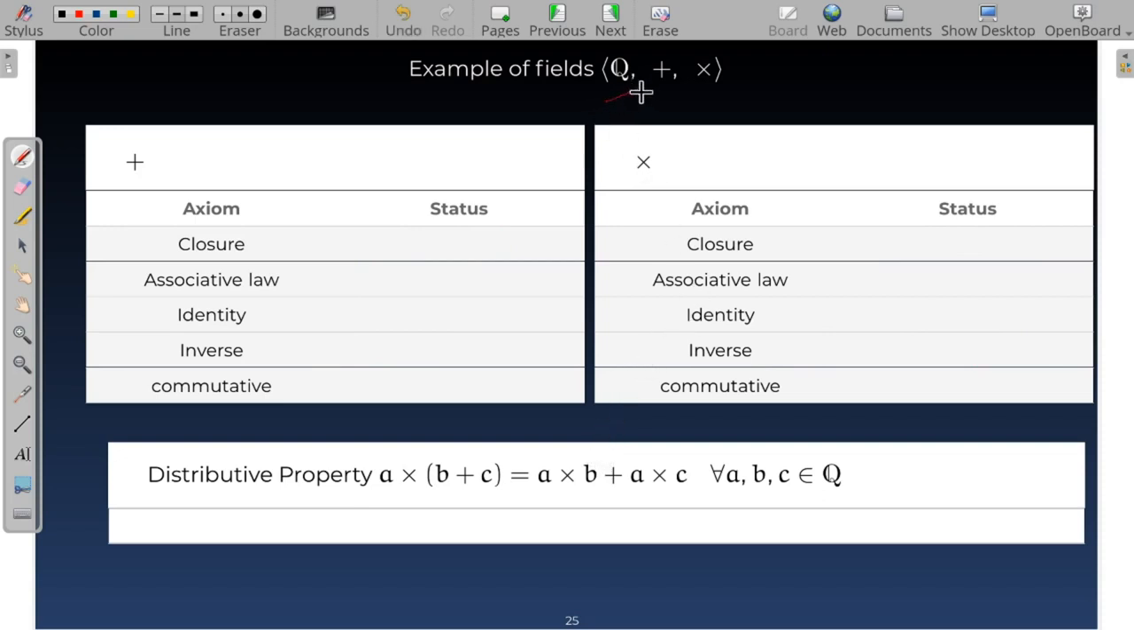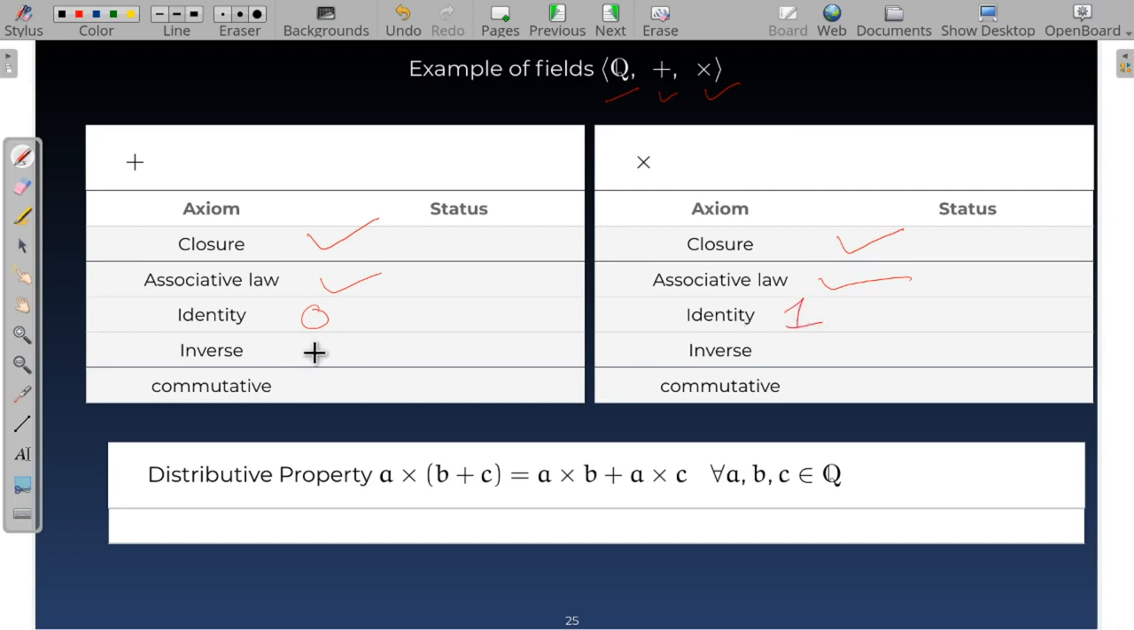Now we have the rational numbers with addition and multiplication. Here it's going to satisfy closure. If you have two rational numbers and you add them, the result is also going to be a rational number, and if you multiply them, the result is also a rational number. The associative law is satisfied with respect to addition and with respect to multiplication as well. The identity element with respect to addition is 0, and with respect to multiplication is 1.